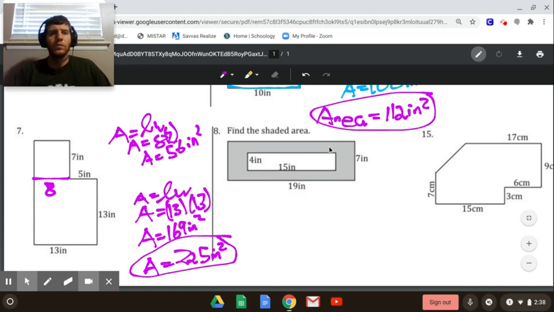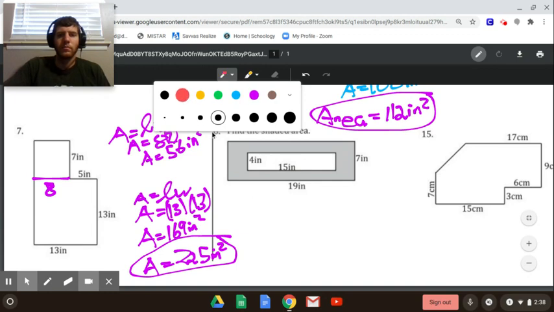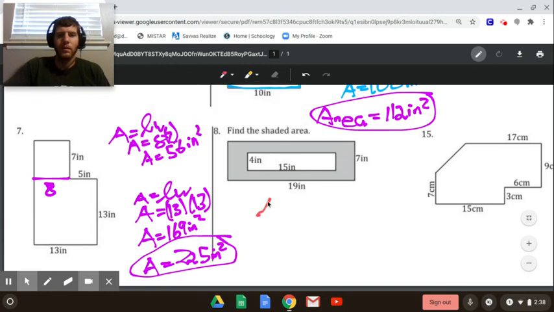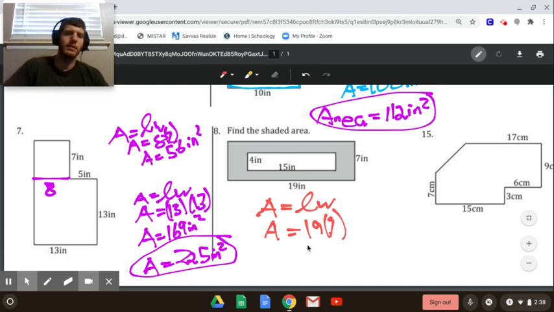Okay. To do that, we need to find the area of the big rectangle and the small rectangle. So the big rectangle is 7 by 19. So that's length times width. Okay, I think that's 133, right? 19 by 7, right? 7 times 20 is going to be 140. So times 19 is only going to be 133 inches squared.